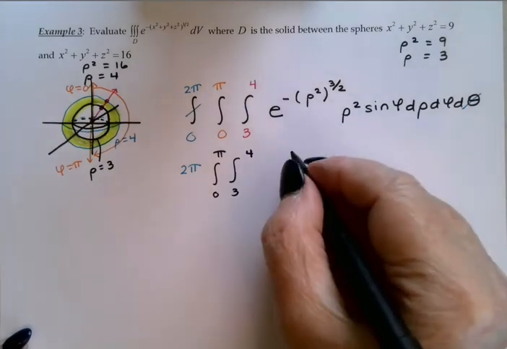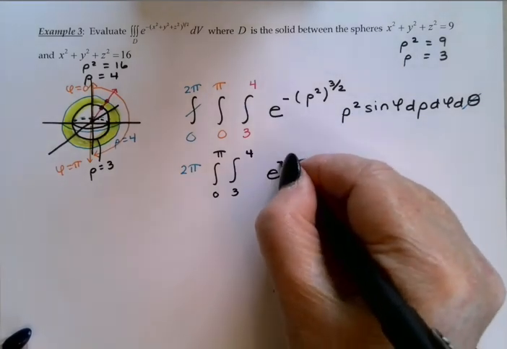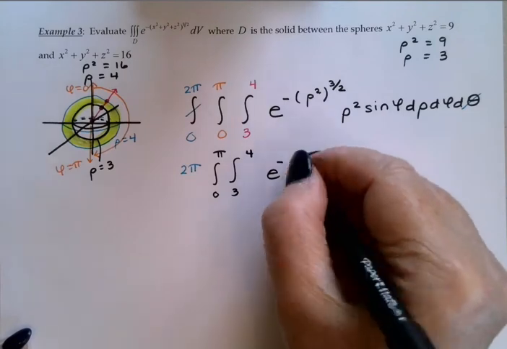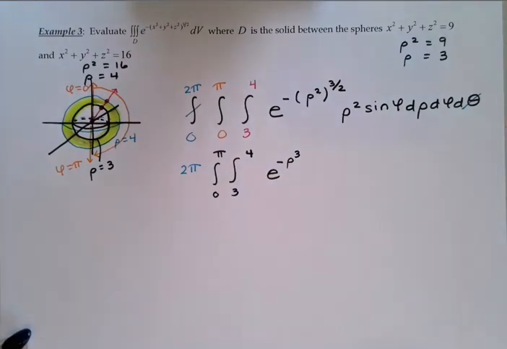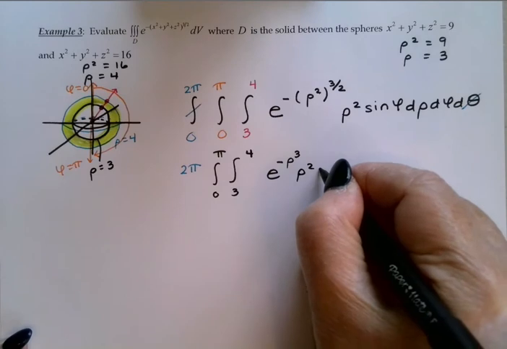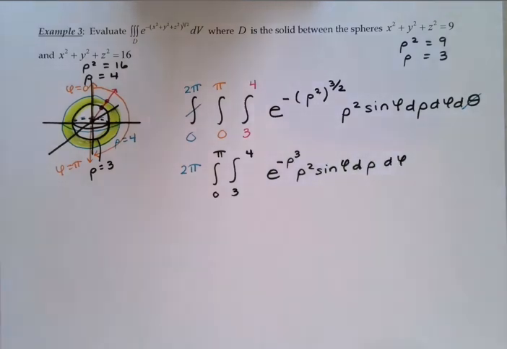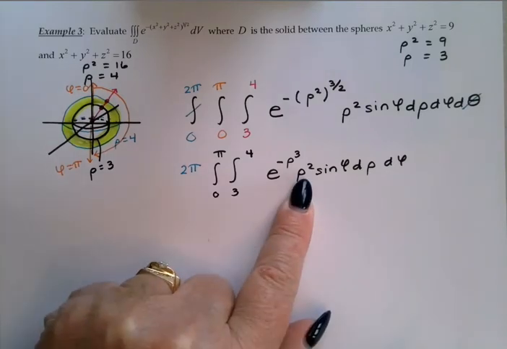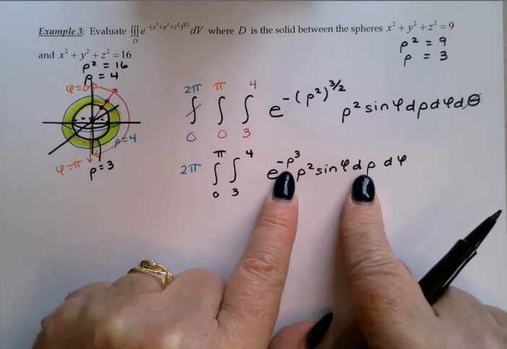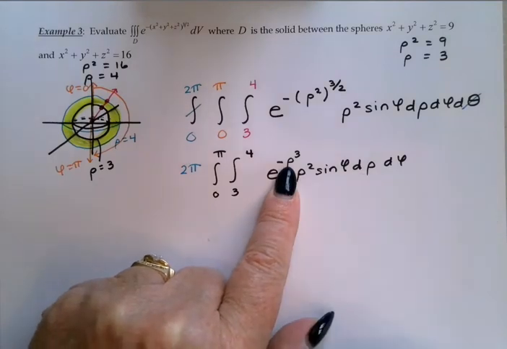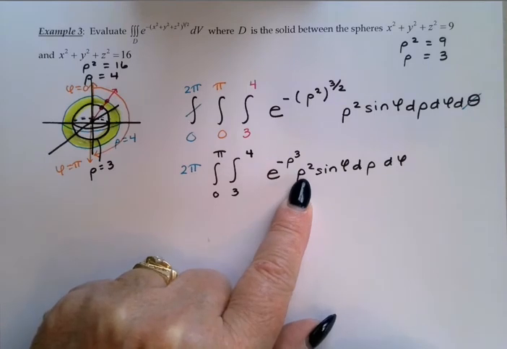And what I've got here is e to the negative, multiplying those exponents, that just becomes a rho cubed, times the rho squared sine phi, d rho d phi. Sorry, I've already taken care of the d theta. Okay, a couple things here. This rho integral is now very doable, right? If u is equal to negative rho cubed, the derivative of that would be negative 3 rho squared, and I have the rho squared sitting right here.